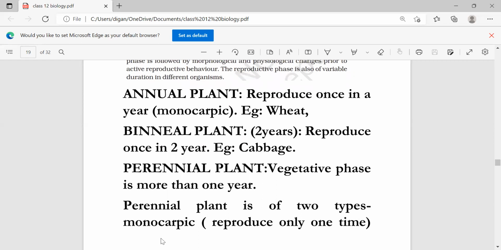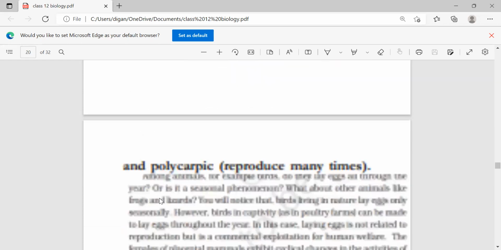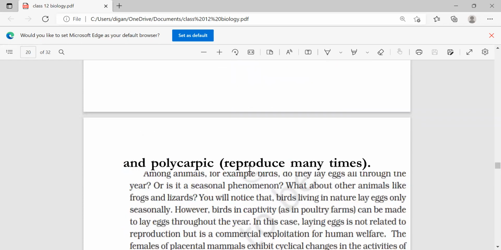Perennial plants are of two types. The first one is monocarpic, which reproduces only one time during its lifetime. This type of plant reproduces only one time. That type of plant is called monocarpic. Whereas polycarpic means the plant can reproduce many times. Suppose a mango tree, like that.